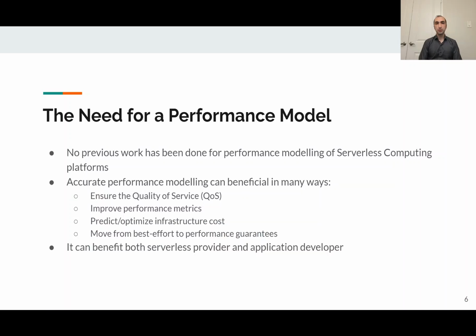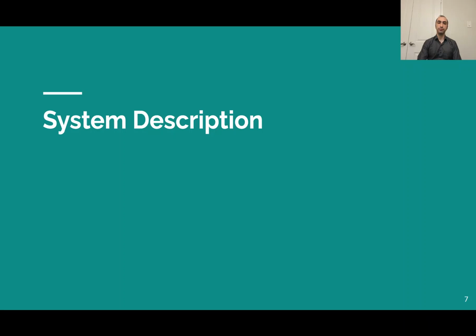And right now, service providers all have a best effort performance guarantee. So basically, you don't have performance guarantees, and using analytical models, we can improve the current generation of service platforms in a number of ways. We can ensure the quality of service. We can improve the performance metrics. We can predict or optimize the infrastructure costs, and we can move from best effort basis to performance guarantees. It can benefit both the service provider and the application developer.